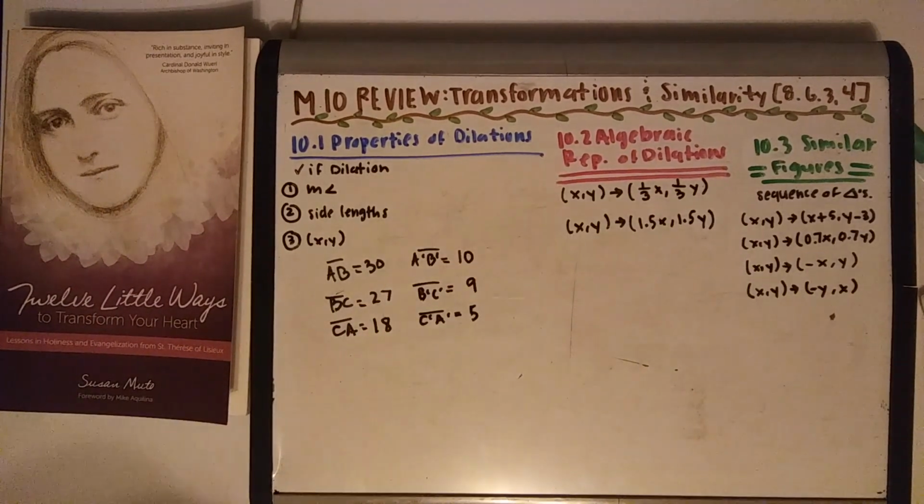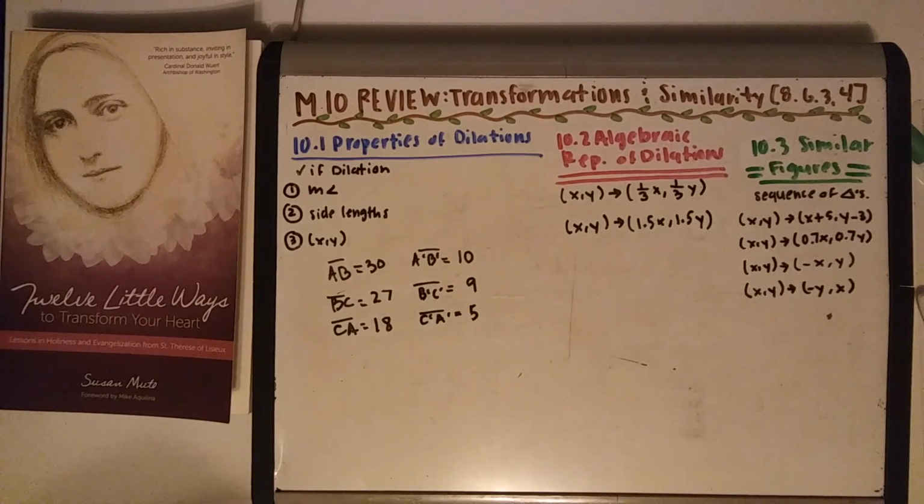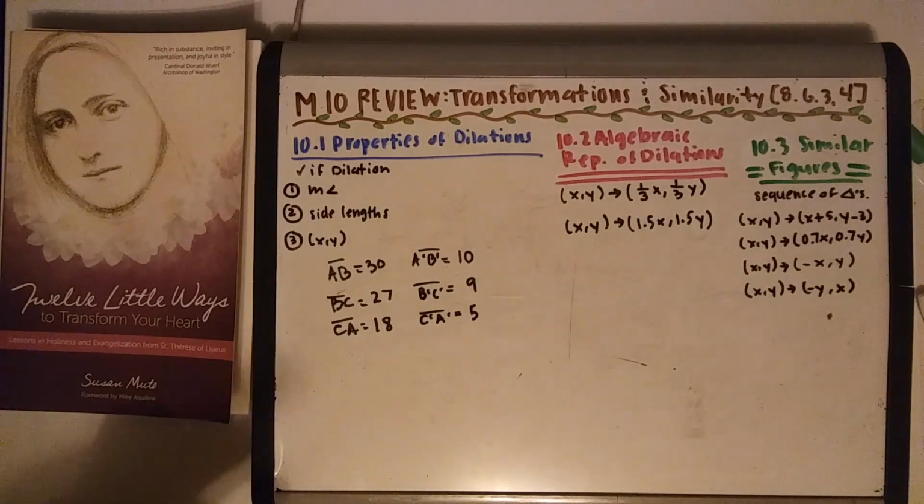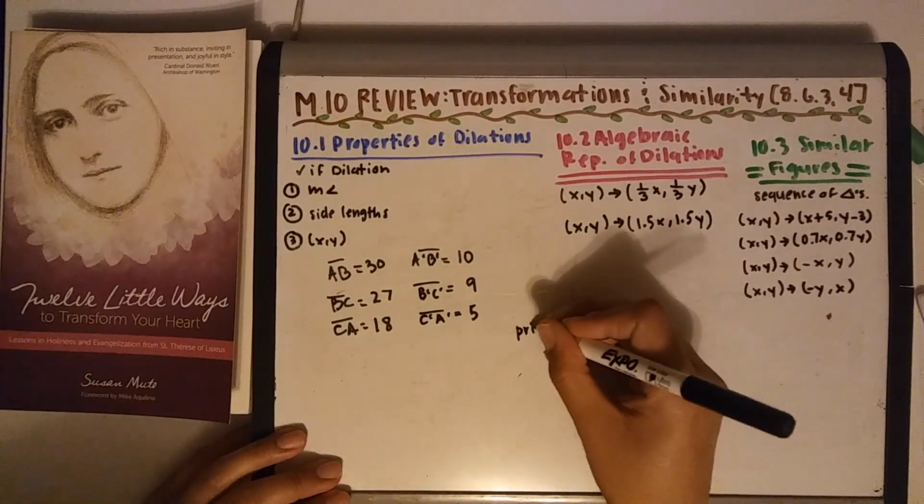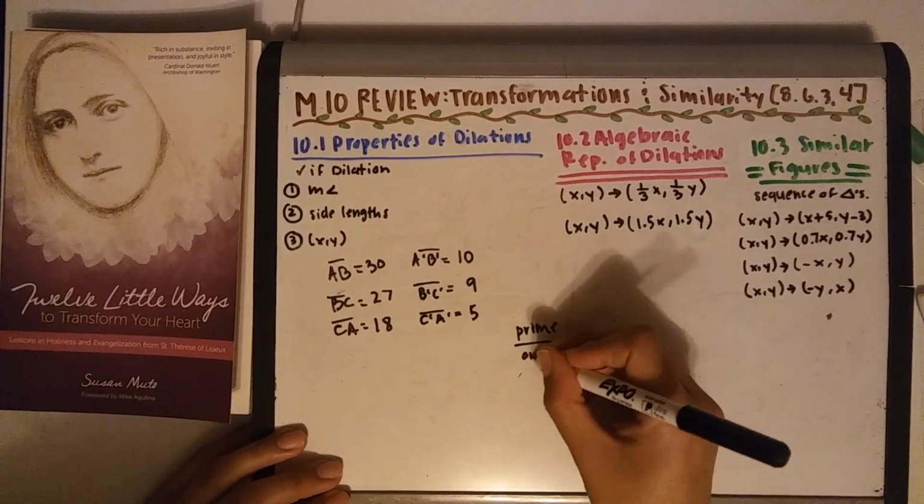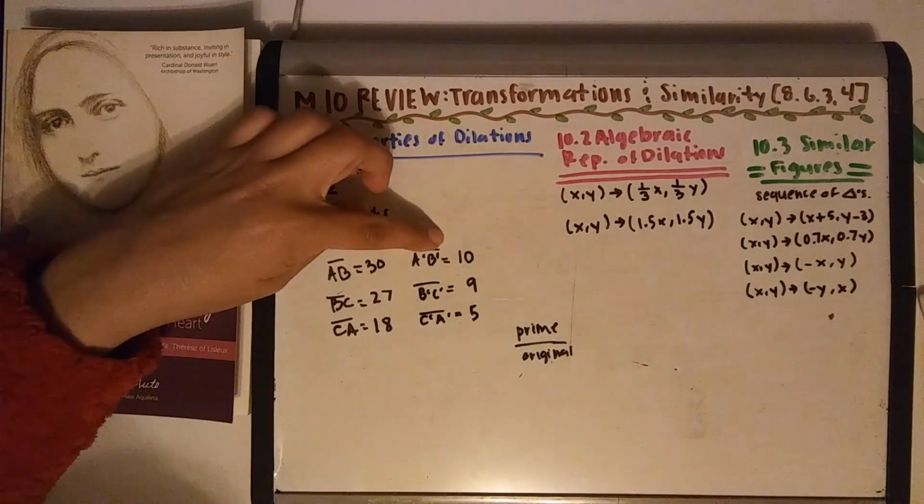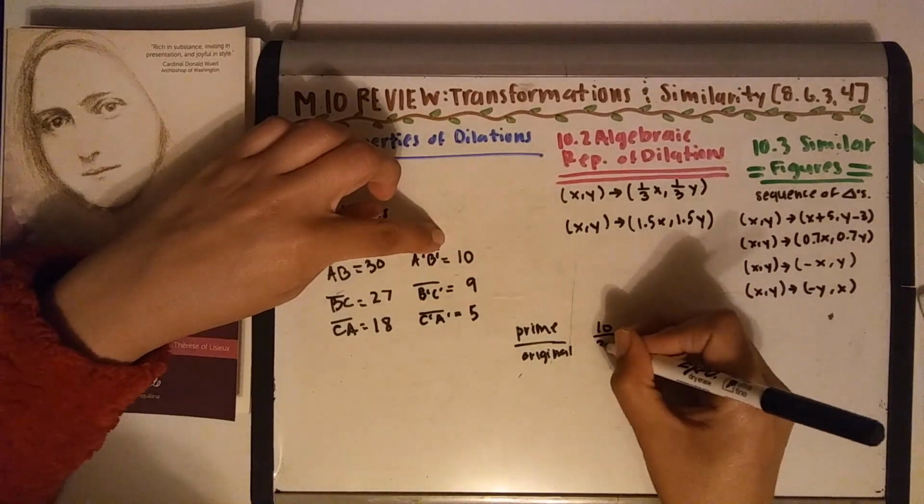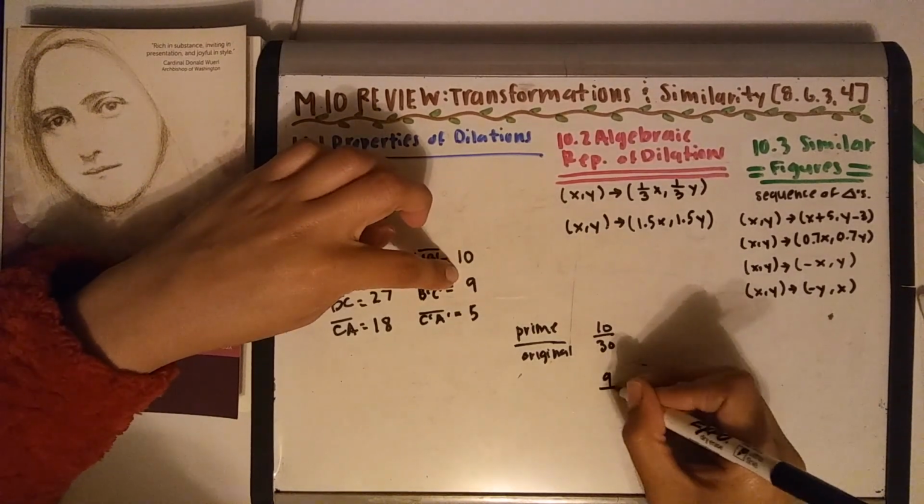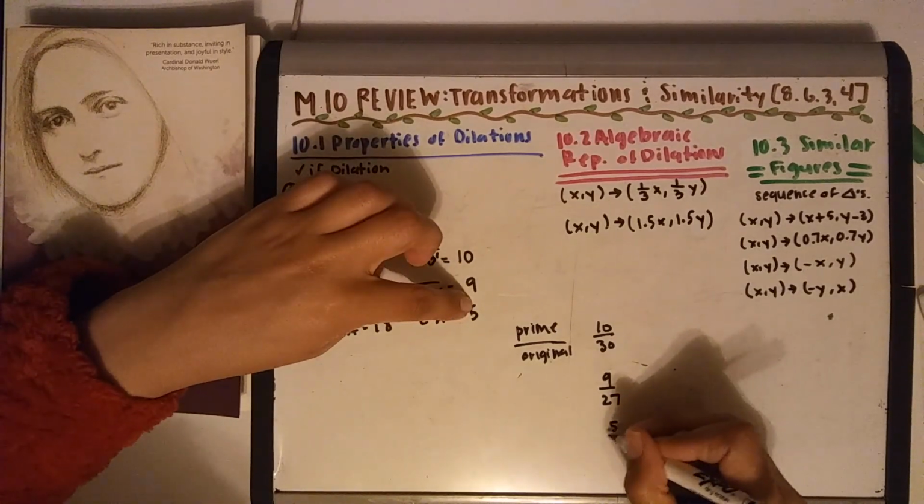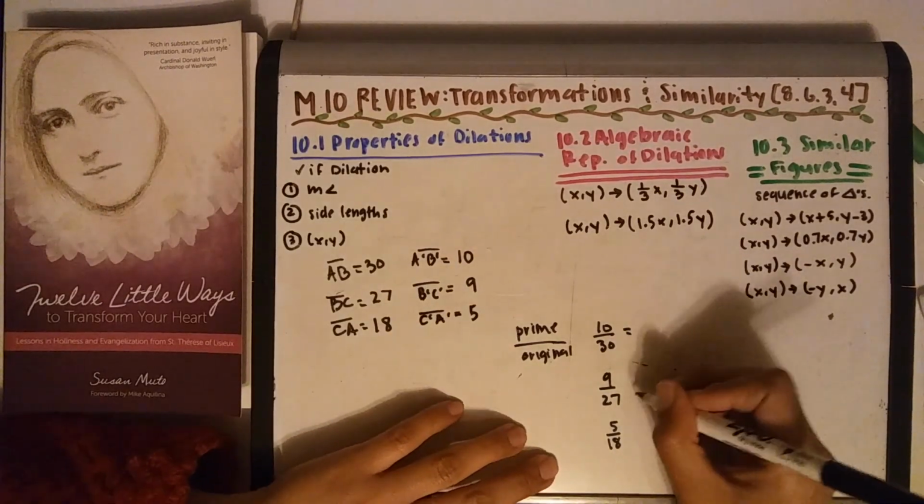Okay, so are those 2 similar? Are they similar because they went through a transformation and they maybe were dilated? Okay, remember I was going to go prime over original, and we have to do it for each one of them because we're checking that they're similar. So I'm going to take this one, so I go 10 over 30. I'm going to take this one, which is 9 over 27, and the last one I go 5 over 18. Let's simplify and see what we get.